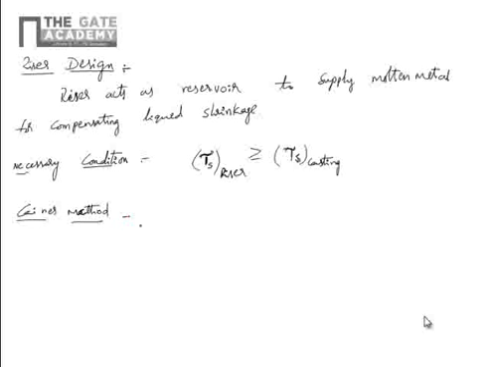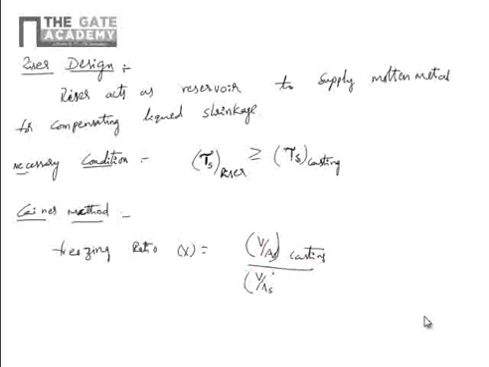According to Caine's method, freezing ratio X equals V by AS of casting, divided by V by AS of riser.